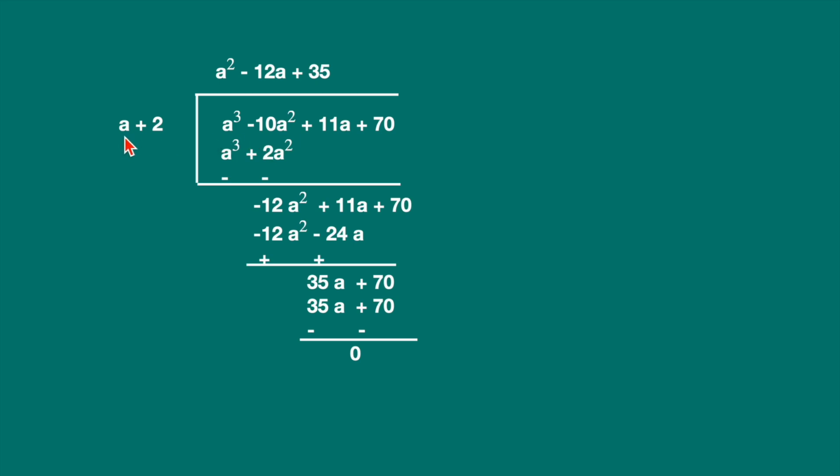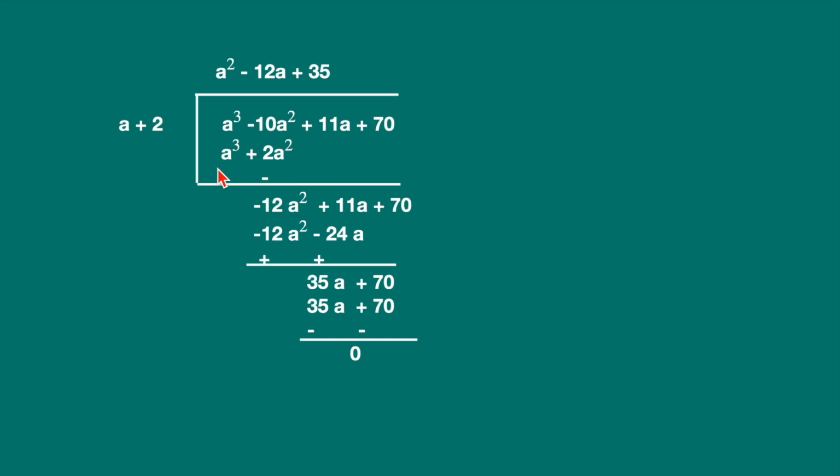So you're going to divide this by A plus 2. Here A raised to 3 divided by A will give us A square. So let's write down A raised to 2. Now you should multiply the full divisor, the full polynomial. So it will be A cube plus 2A square. Write it down like this. It should be aligned properly, then only you won't make mistakes.